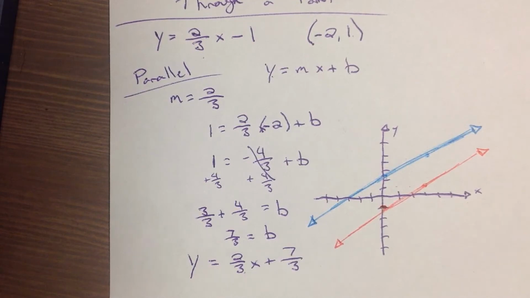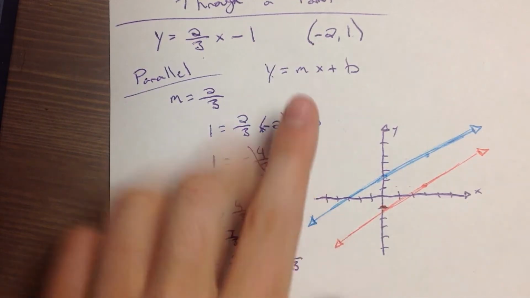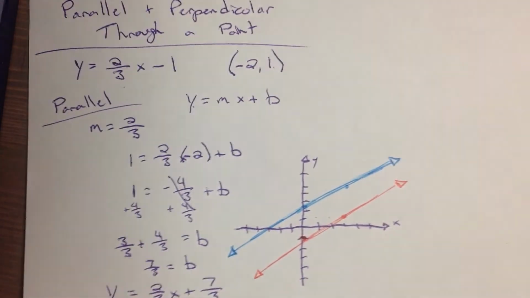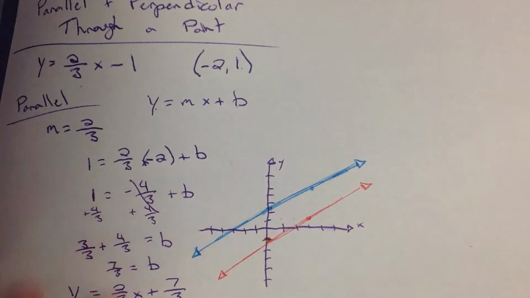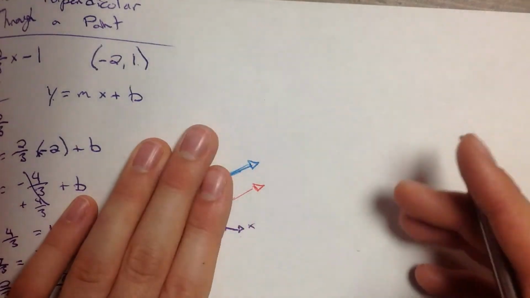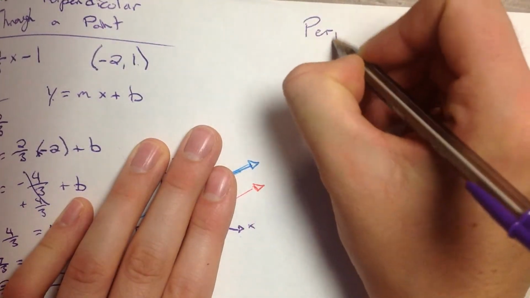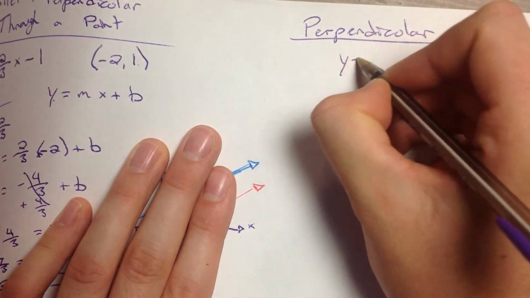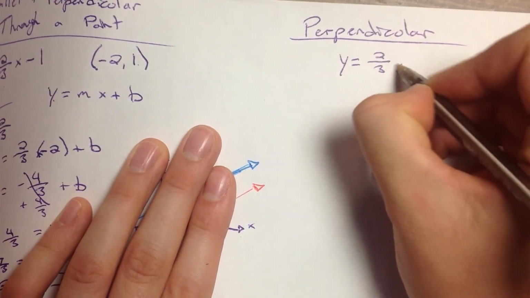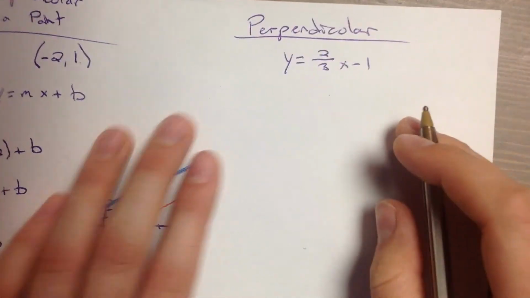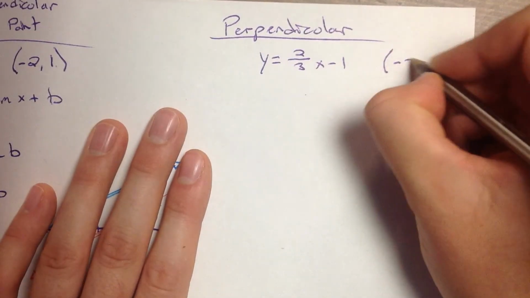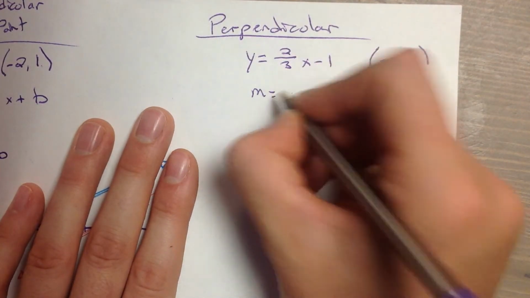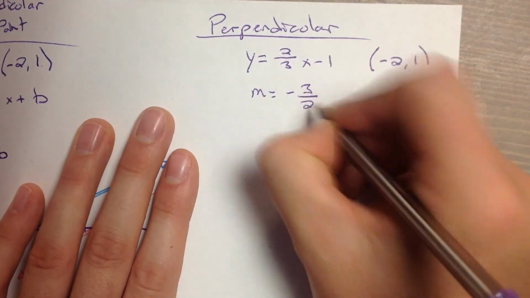Now, say we want to make perpendicular to this line through this given point. We're going to pull it off to the side. So I'm going to rewrite them so we can do it again with perpendicular. So we want perpendicular through y equals 2/3 x minus 1 through the point -2, 1. So perpendicular means reciprocal slope, or -3/2.